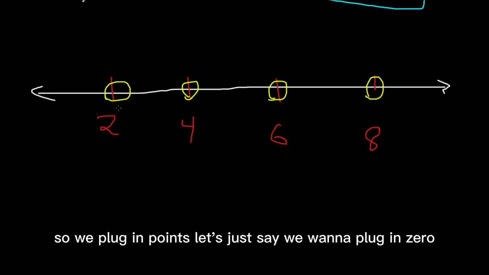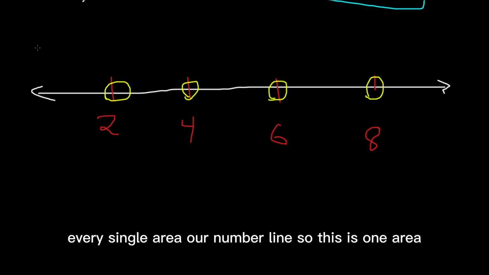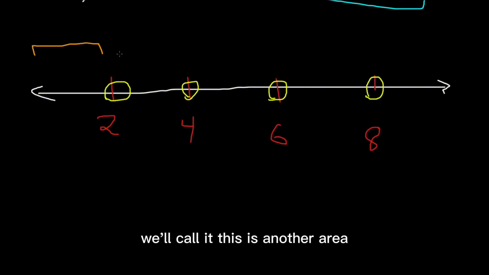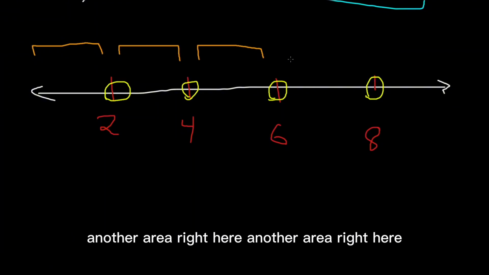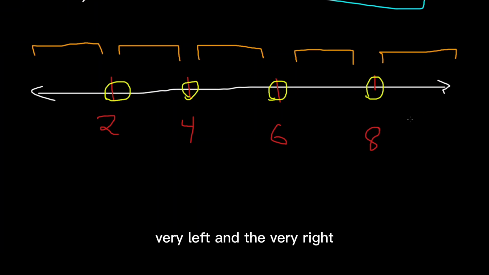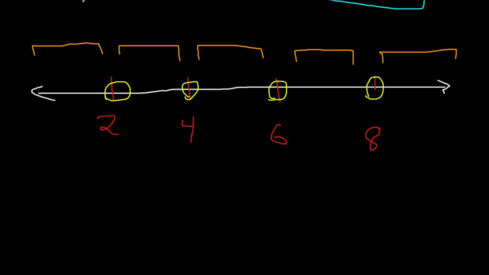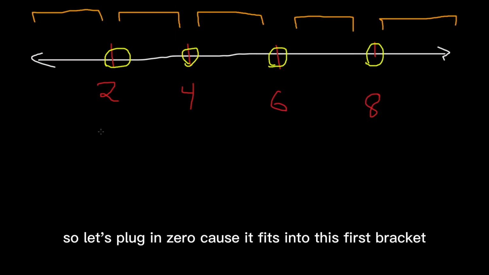So we plug in points. Let's just say we want to plug in 0, because we have to find out the sign of every single area of our number line. So this is one area, we'll call it. This is another area right here, another area right here, and lastly another area right here. And the very left and the very right extend to infinity and negative infinity. So let's plug in 0 because it fits into this first bracket.